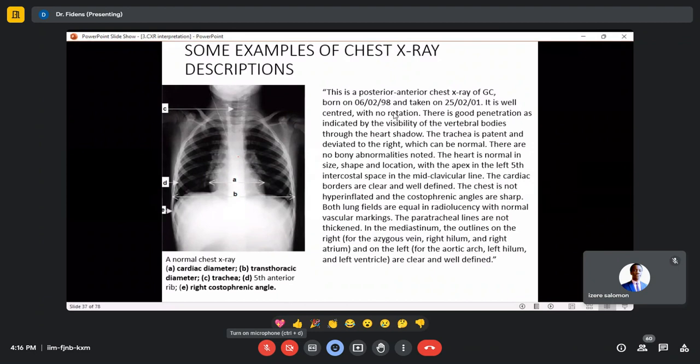But they said good penetration, but they should have added that it is overexposed. And technically they should have mentioned deep inspiration and those five things. They should describe them at this level. But now they have started talking about the interpretation. The trachea is patent. I can see it on number C, deviated to the right side. Is it deviated?